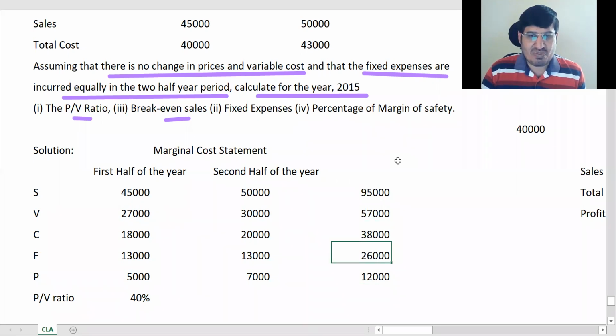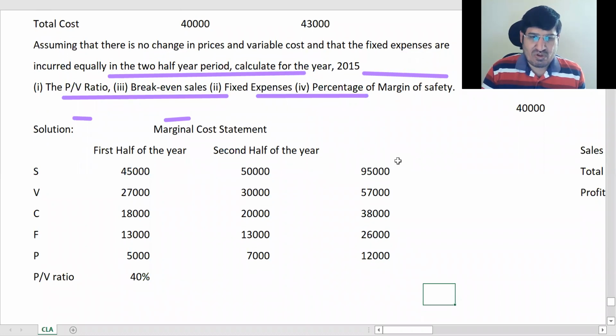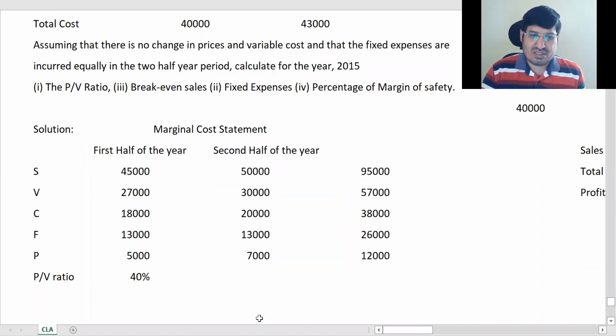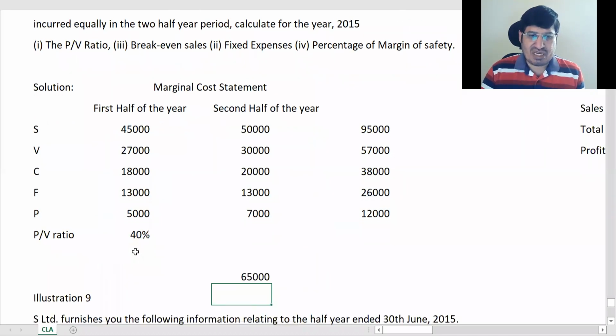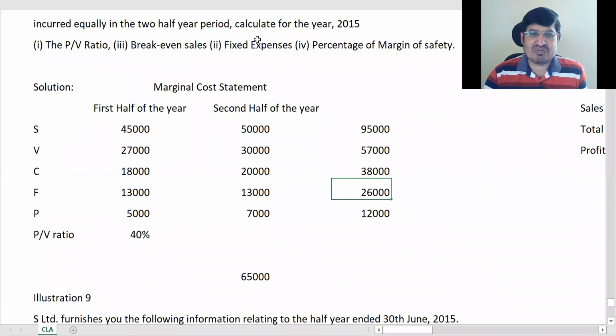So now your fixed cost is how much? 26, and your PV ratio is 40. So if I do fixed cost upon PV ratio, what will I get? This is your break-even sales, 65,000. Okay, so break-even sales is 65,000. And fixed expenses, this we have already calculated. Without fixed expenses, we couldn't have calculated this. So that is okay.